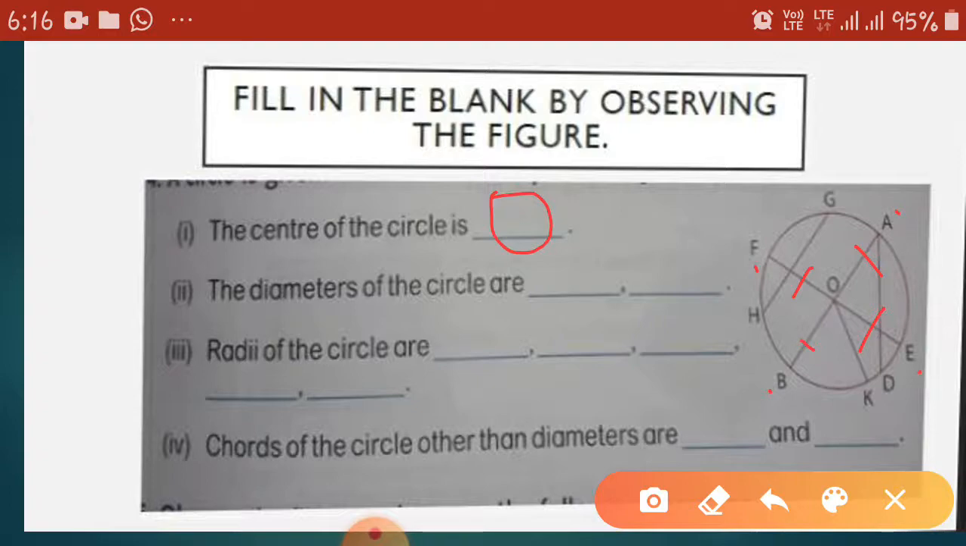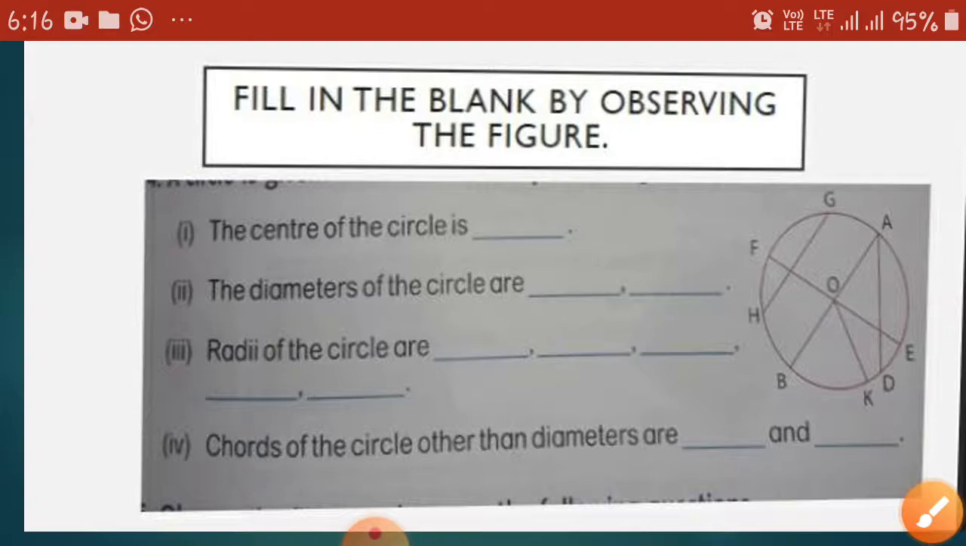AB and EF. So the diameter is AB and EF. This is the diameter of the circle. Now move on. Radii. What is radii? If one is radius, then more than one is called radii. The radii is the plural form of the radius.